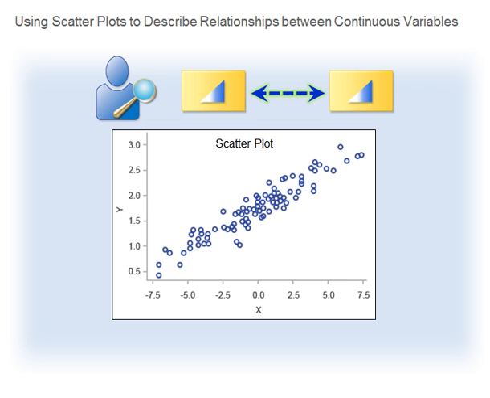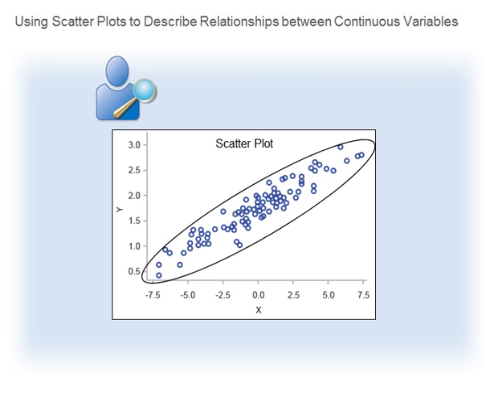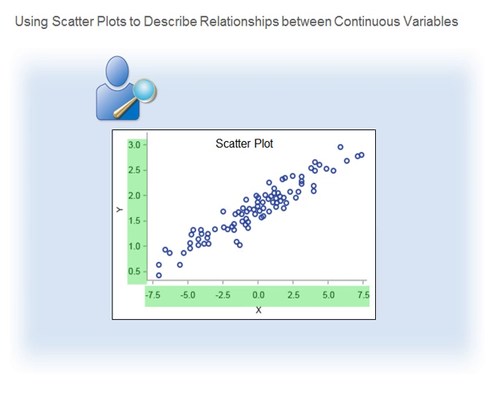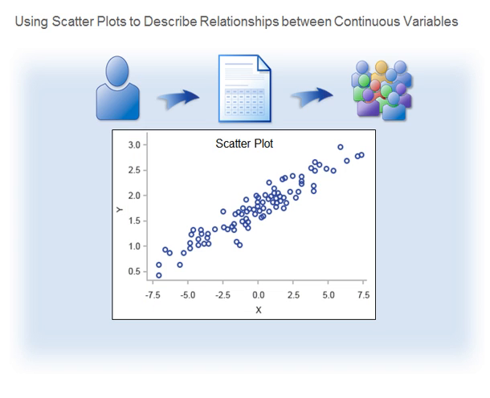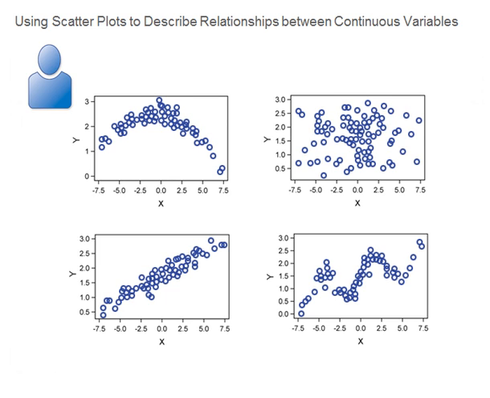You can use scatter plots to examine the relationship between two continuous variables. You can also use scatter plots to detect outliers and identify trends in your data. Other uses for scatter plots include identifying the range of x and y values and communicating the results of a data analysis. Here we have some possible relationships between continuous variables.